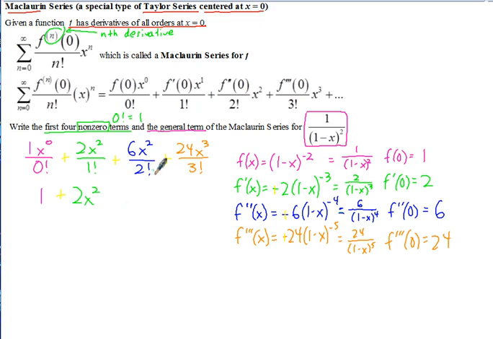2 factorial is 2 times 1, so 6 divided by 2 is 3, so we get 3x squared. Three factorial is 3 times 2, which is 6, so 24 divided by 6 is 4. And then we have x cubed. Plus, the way we can write the general term, we usually put a dot, dot, dot to show there could be other terms in between there. And then the general term, we just have to find the pattern. There's the first 4 non-zero terms.